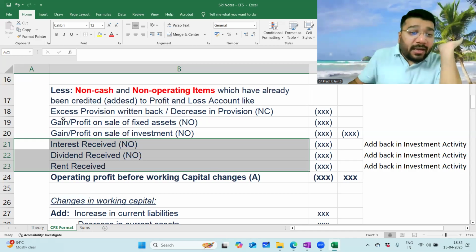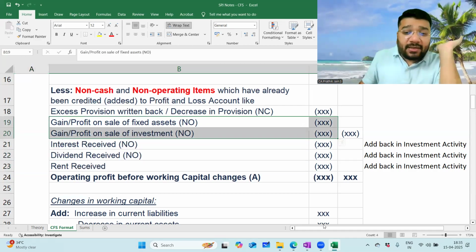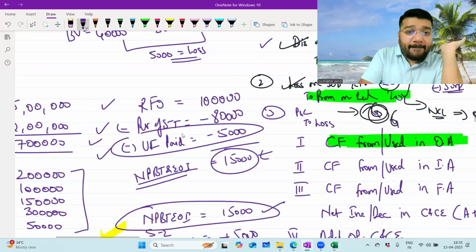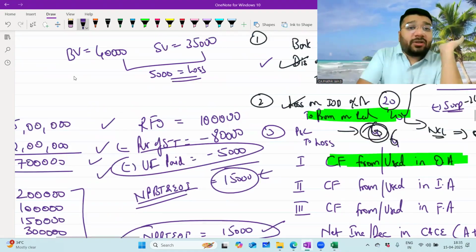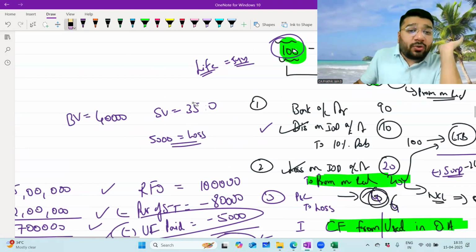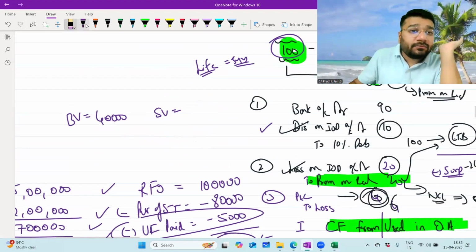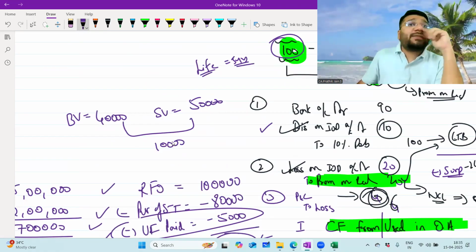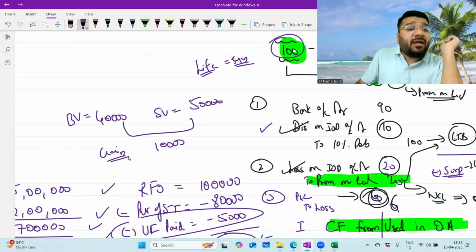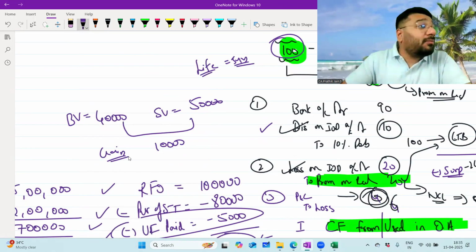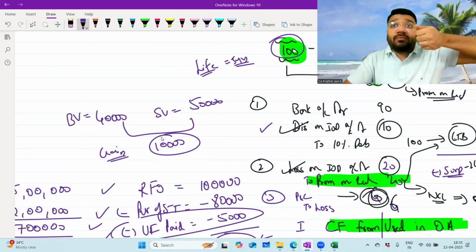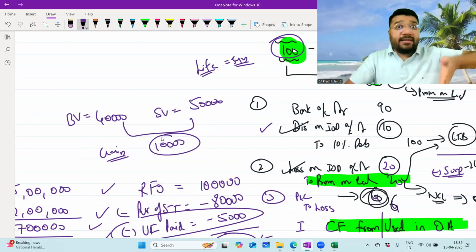Wonderful. Similarly, gain or profit on sale of fixed asset. Let me give an example for this. 40,000 worth of asset. You've sold it for 50,000 rupees. So you sold at a profit of 10,000 rupees. So this 10,000 is gain on sale of asset. Where do you record? In the other income. Now, this 10,000 rupees, no doubt, is cash inflow. 10,000 money I received.